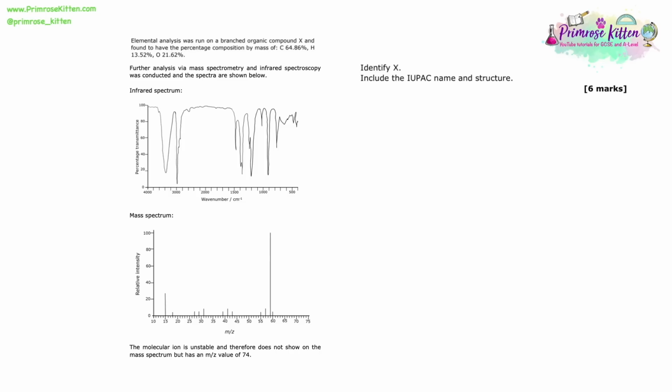Elemental analysis was run on a branched organic compound X and found to have the percentage composition by mass of carbon 64.86%, hydrogen 13.52%, and oxygen 21.62%. Further analysis via mass spec and infrared spectroscopy was conducted and the spectra are shown below. We're told that the molecular ion is unstable and therefore does not show on the mass spectrum, but it has an m/z value of 74. So the question asks us to identify X and to include the IUPAC name and structure.